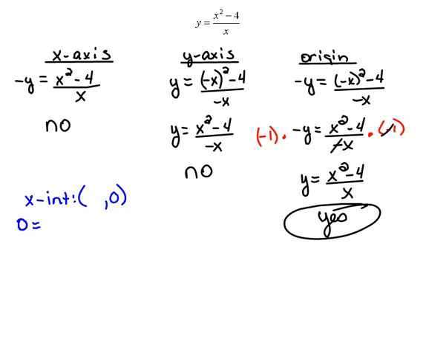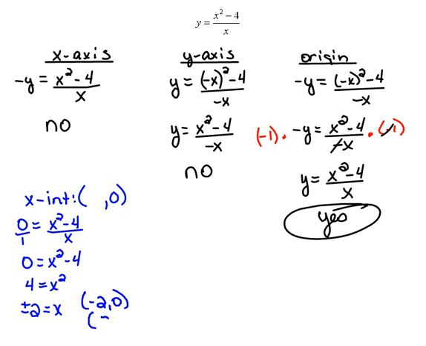Let's plug in 0 for y: 0 equals x squared minus 4 over x. And let's solve this. Now, because this is a fraction on the right-hand side, we can put the 0 over 1 so we can see fractions, and then we can cross-multiply. So 0 times x is 0 equals 1 times x squared minus 4, which is x squared minus 4. And then we could move our 4 over to the other side to get 4 equals x squared. And then taking the square root of both sides, we get plus or minus 2 equals x. So that means we have a negative 2, 0 and a positive 2, 0 for x-intercepts.